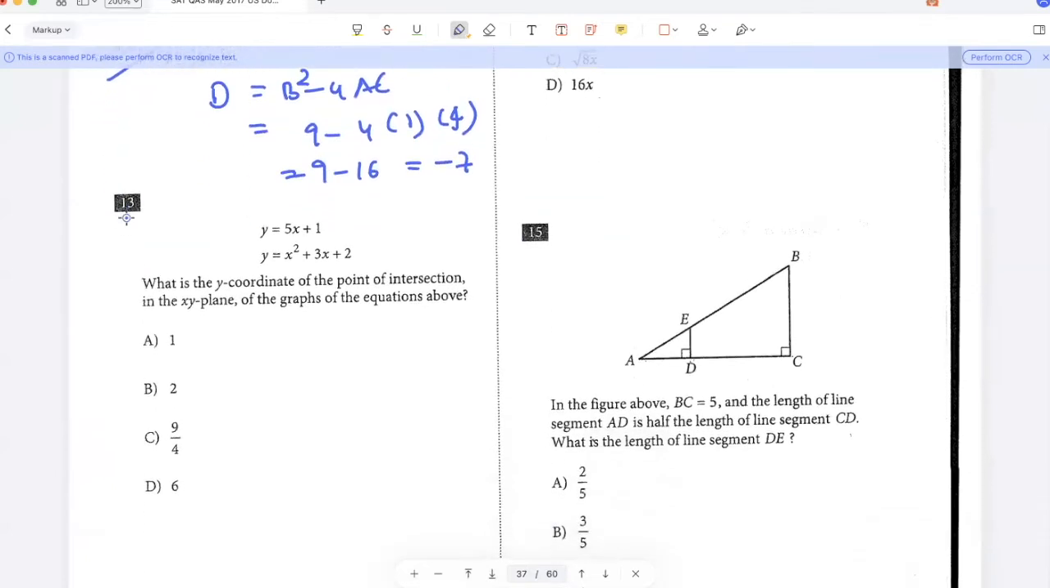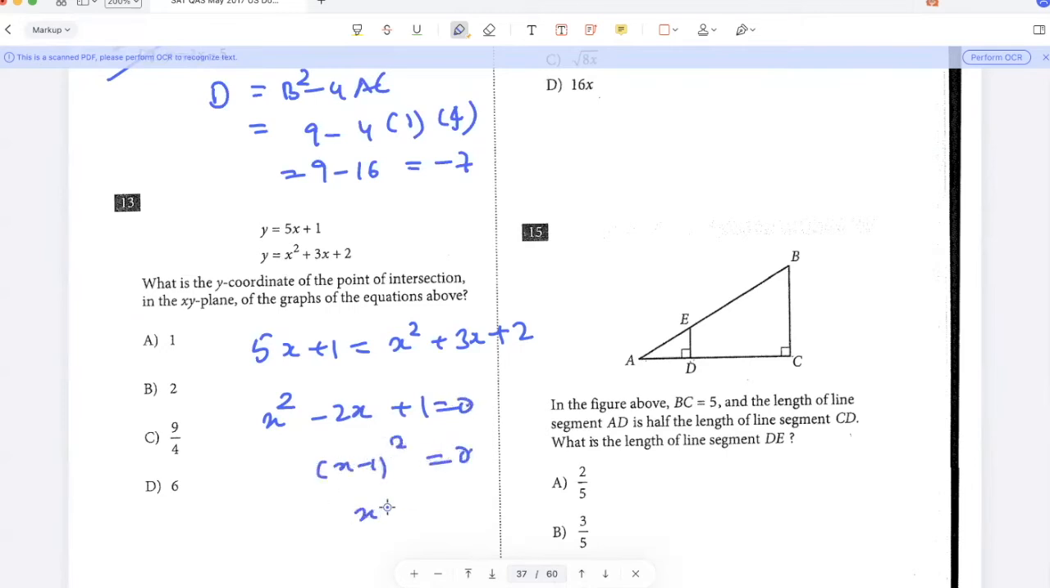What is the y-coordinate of the point of intersection in the xy plane of the graphs of the equations above? Okay, so let's equate them. 5x plus 1 is x squared plus 3x plus 2. So x squared minus 2x plus 1 is 0. So (x minus 1) whole squared is 0. So x is 1. If x is 1, the y coordinate would be 5 plus 1, 6. So that's D.